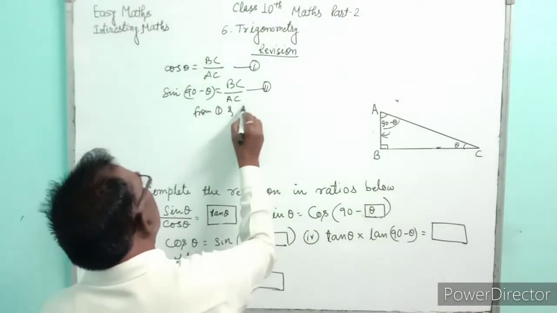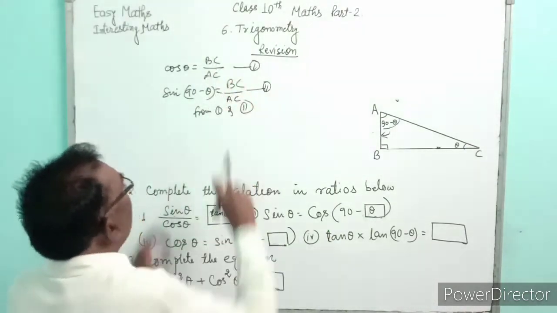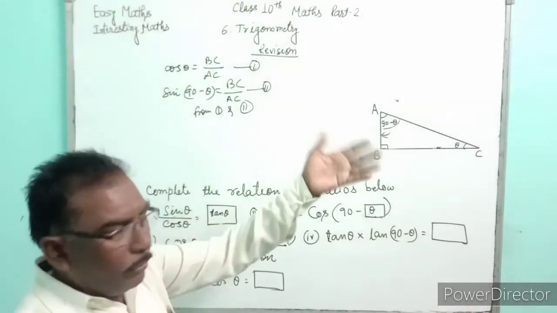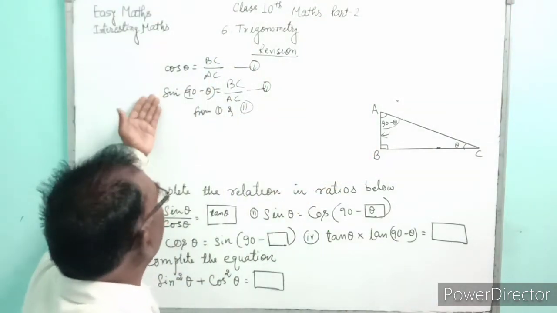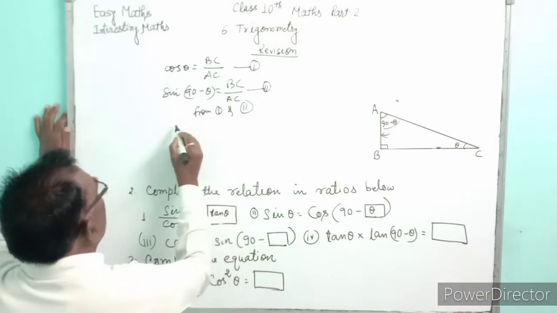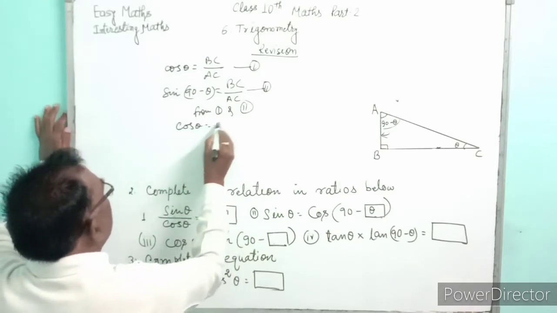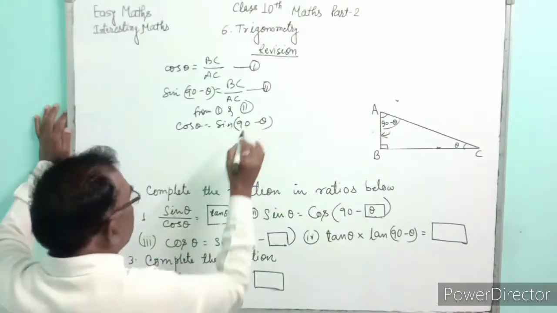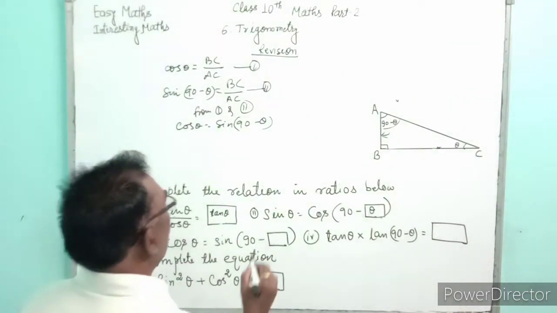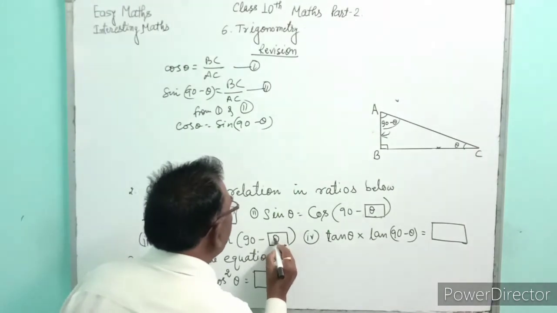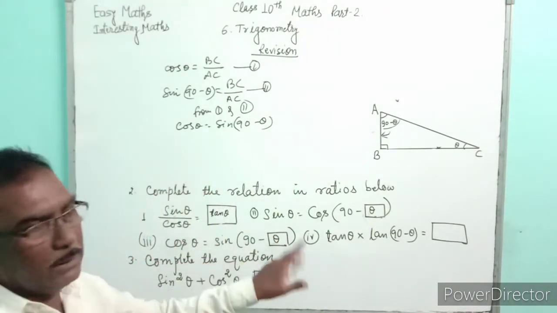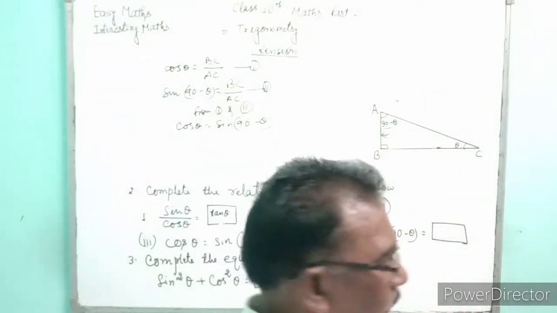From 1 and 2, the right hand sides of equations 1 and 2 are equal, therefore the left hand sides must be equal. Therefore from 1 and 2, cos theta is equal to sin 90 minus theta. So we will write here theta. So cos theta is equal to sin 90 minus theta.